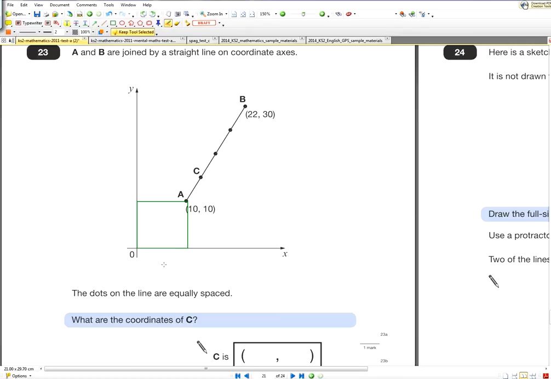Okay, don't mix up (10, 10) with Ben 10. Now Ben 10 is something completely different. So that first 10 means 10 along the X. The second 10 means 10 along the Y. Okay, let's do another one of these. And then you do another one.